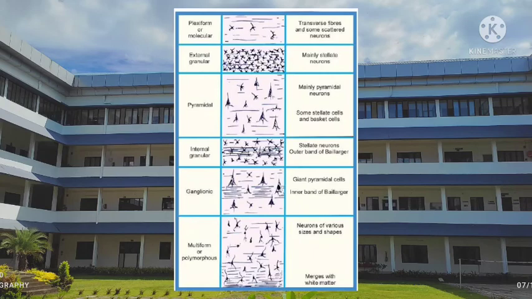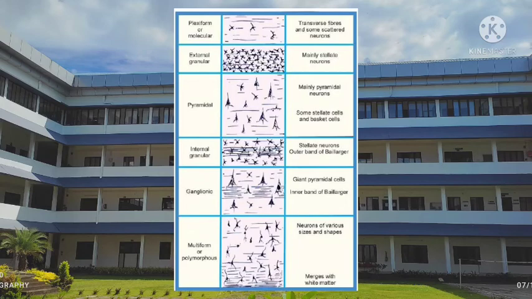Laminae of the cerebral cortex. On the basis of light microscope preparations stained by the method in which the cell bodies are displayed, the laminae of the cerebral cortex are arranged as the plexiform or molecular layer, external granular layer, pyramidal cell layer, internal granular layer, ganglionic layer, and the multiform layer.